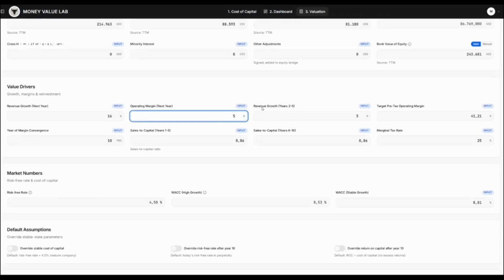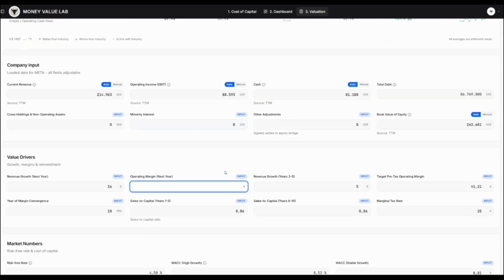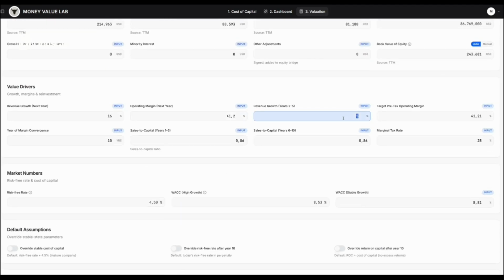And it asks you what the operating margin will be for next year. I'm just going to choose the current EBIT margin for Meta, 41.2%. Revenue growth years 2 to 5, I'm going to choose 15%. And it will ask you what you believe the target pre-tax operating margin will be for Meta in year 10. I believe that competition will grow, so therefore profitability will decrease as well. Let's put 40, and it will converge in year 10.